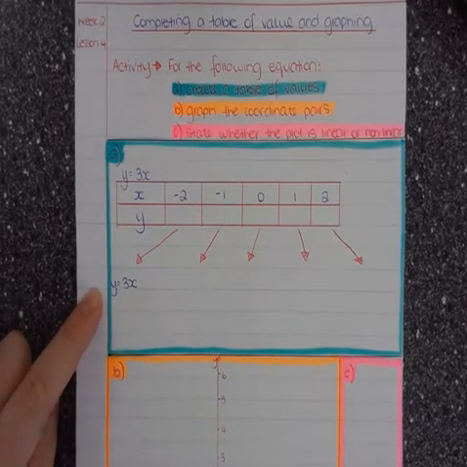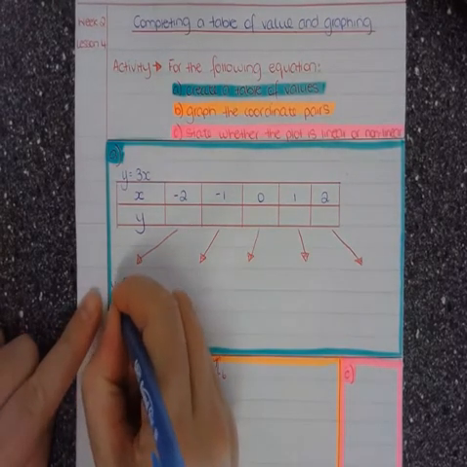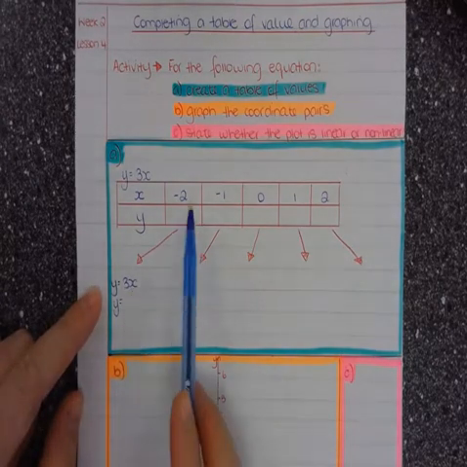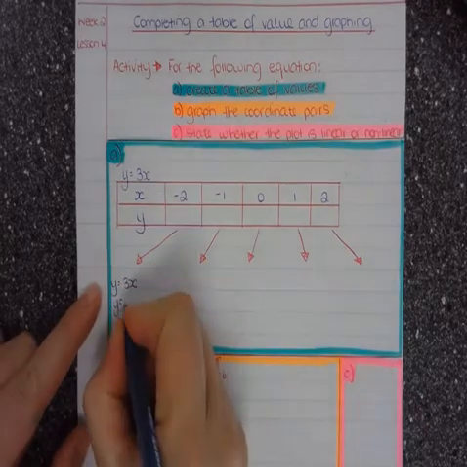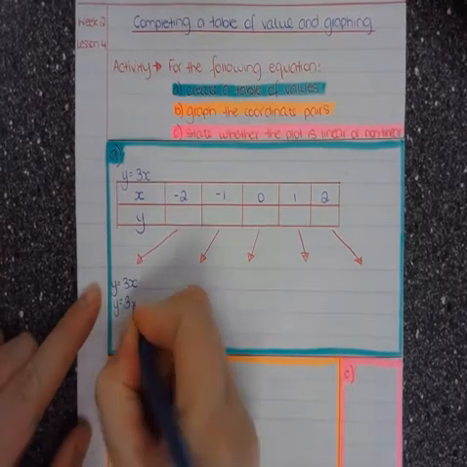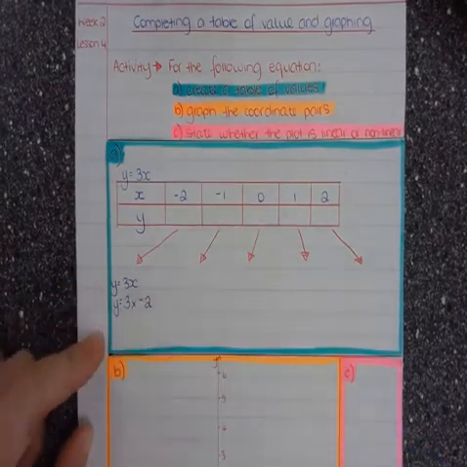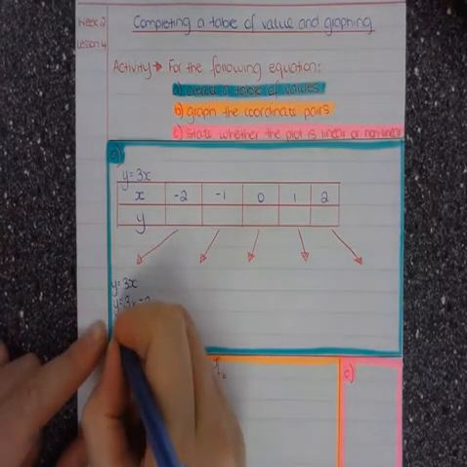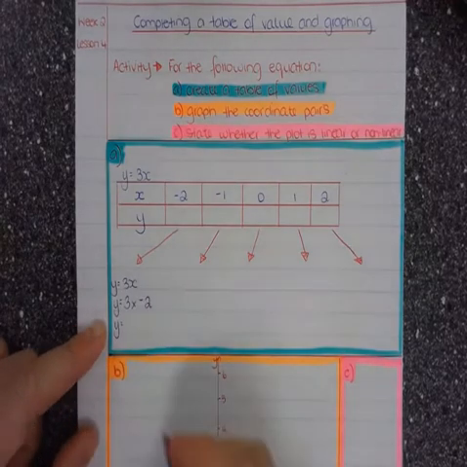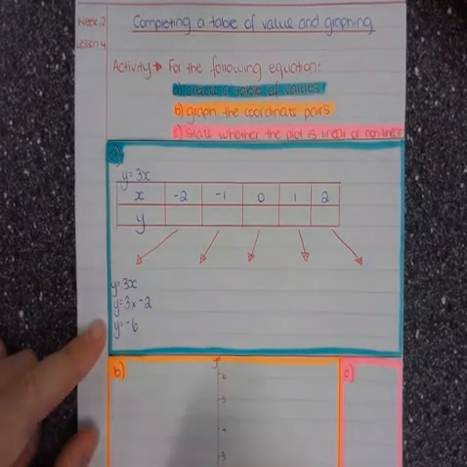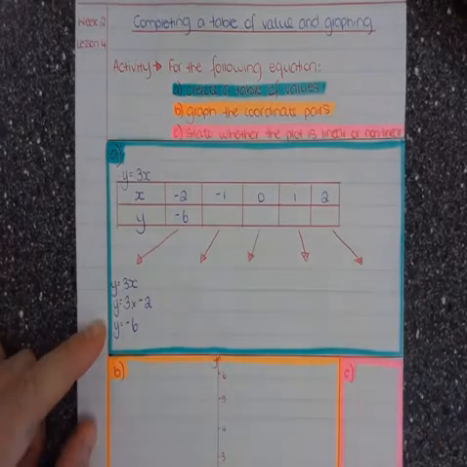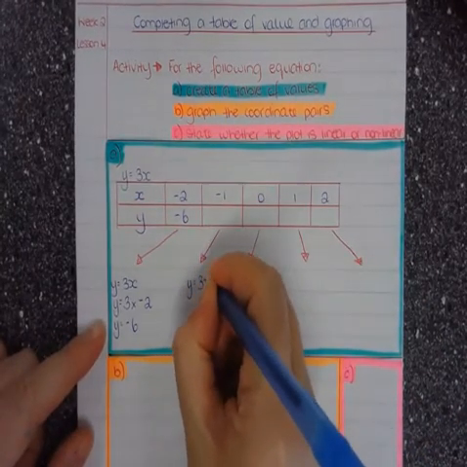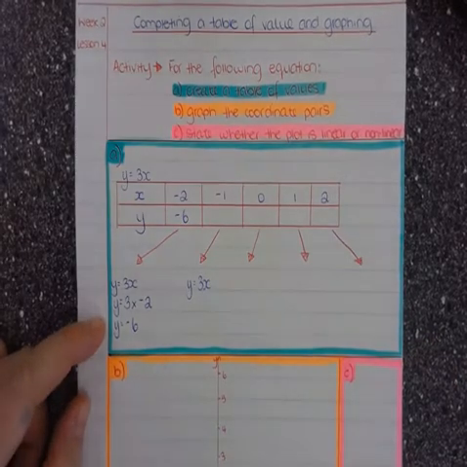So y equals 3x. Next thing we are going to do is substitute what x is to be this value. So you're going to keep your 3 and then you're going to times -2 because that's the value we need x to be for this example. So 3 times -2 is -6. You're then going to write that up there. And you're going to keep going. Every time I want you to write the formula up the top before you start working out.